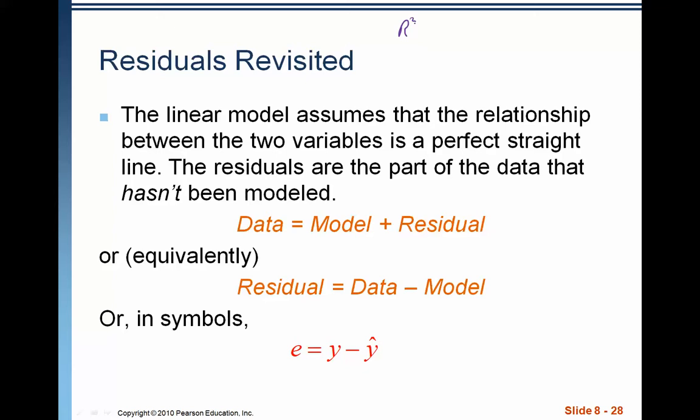Okay, so before we go back to that, let's revisit residuals for a second. The linear model assumes that the relationship between the two variables is a perfect straight line. The residuals are the part of the data that hasn't been modeled. Remember, a residual is the data minus the model, but that could also mean that if you take the modeled value plus the residual, you get the data. So residuals are the part that isn't in the model.